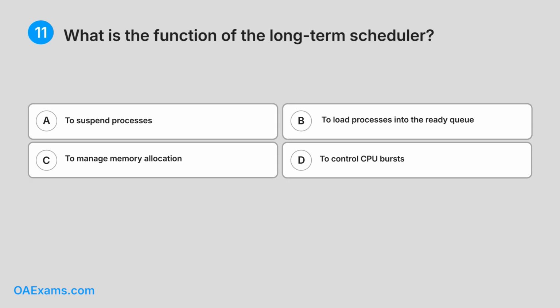11. What is the function of the long-term scheduler? A. To suspend processes. B. To load processes into the ready queue. C. To manage memory allocation. D. To control CPU bursts. Can you guess the answer?